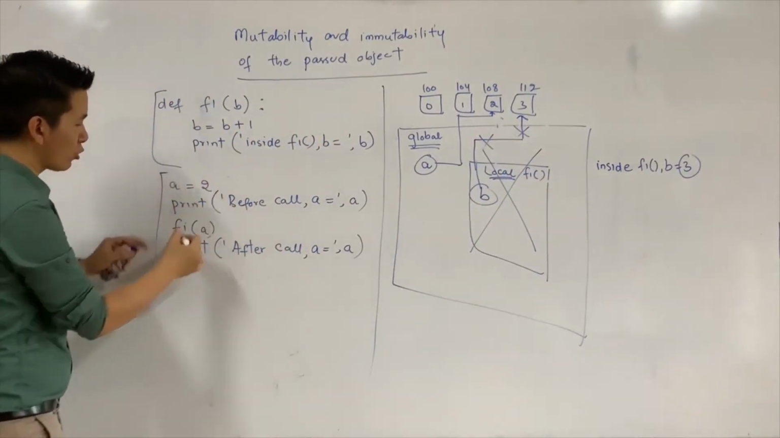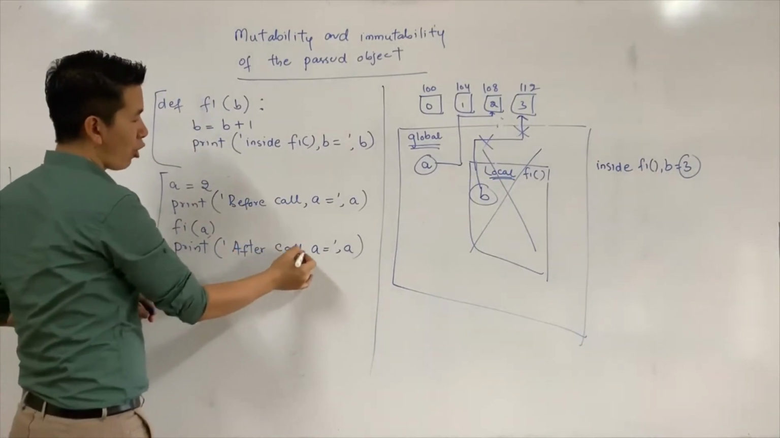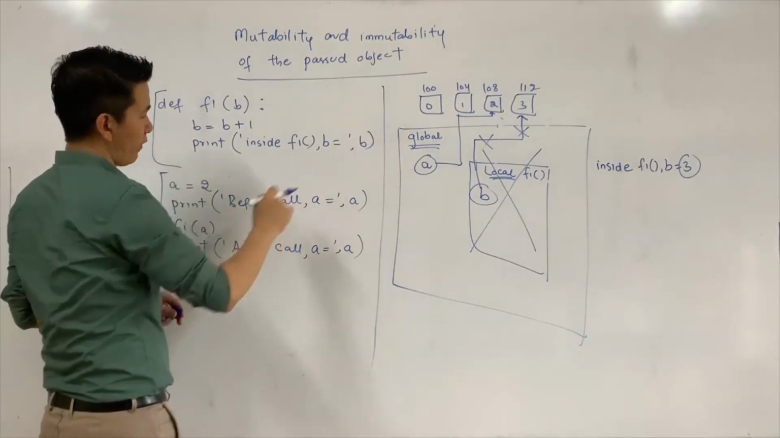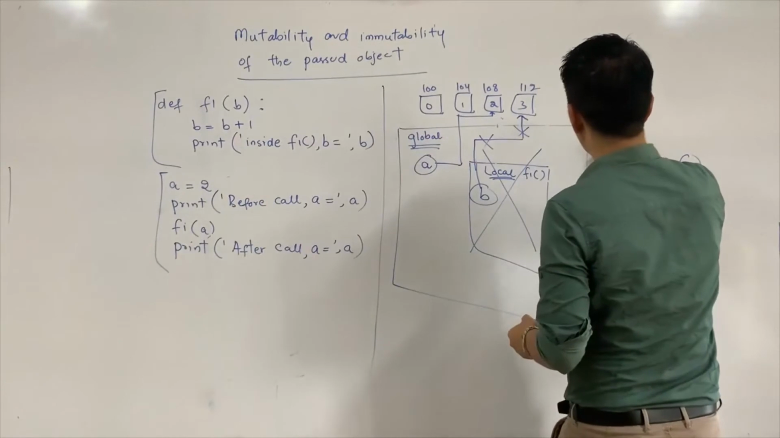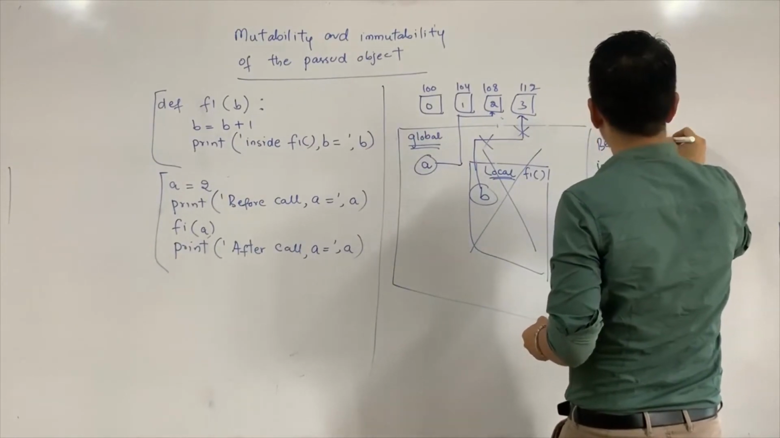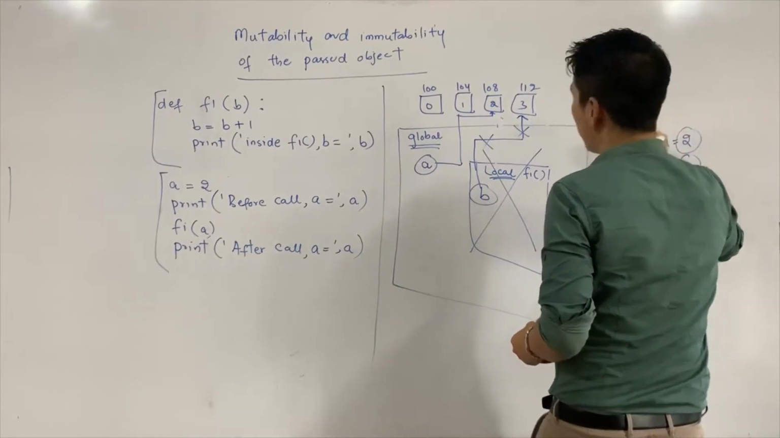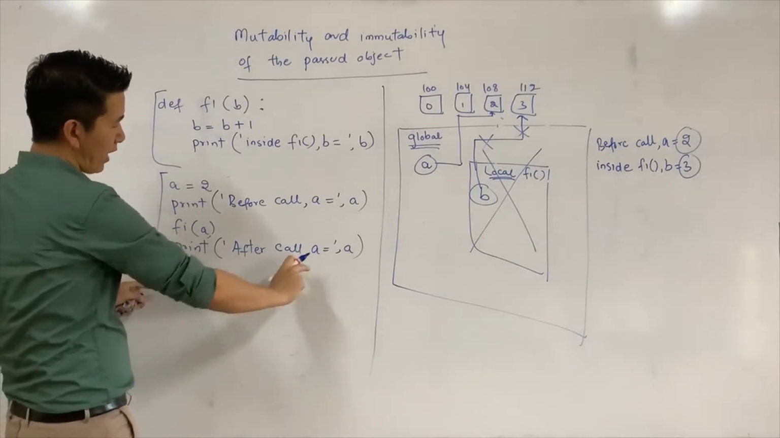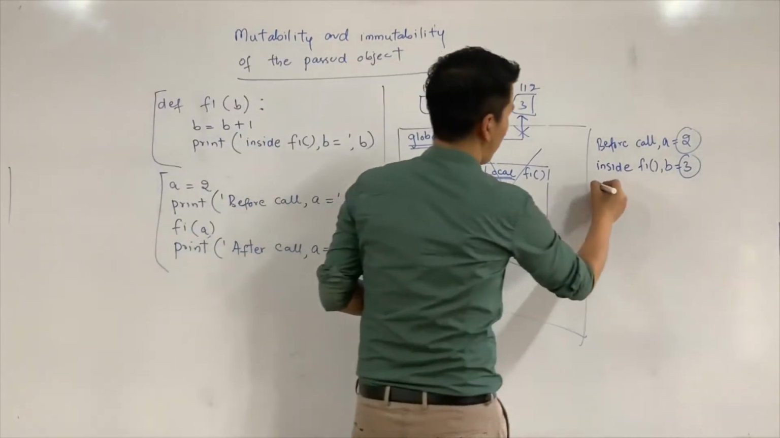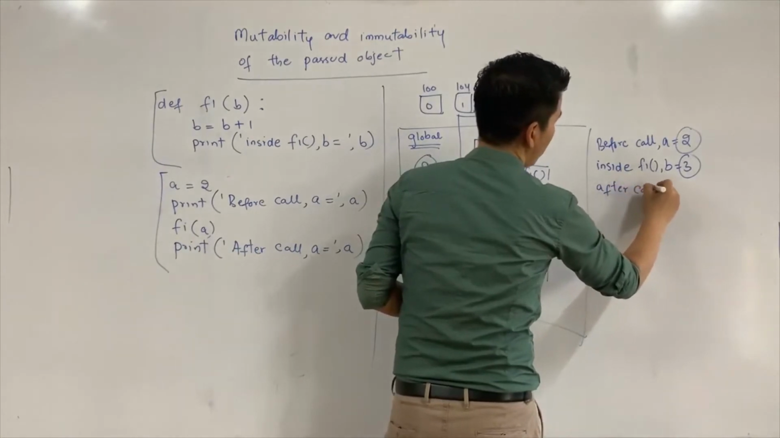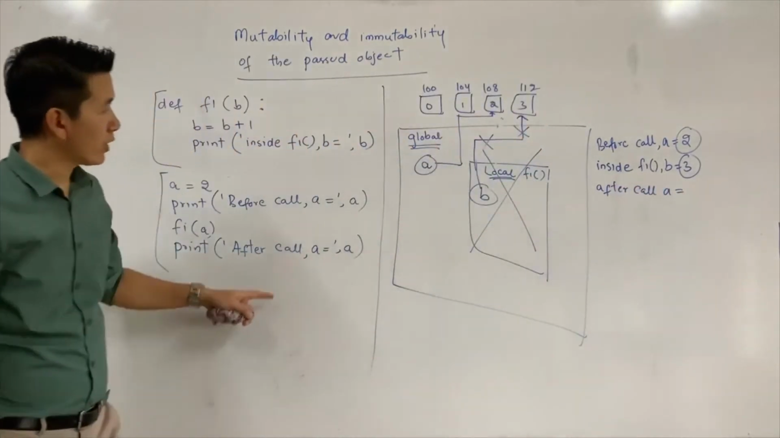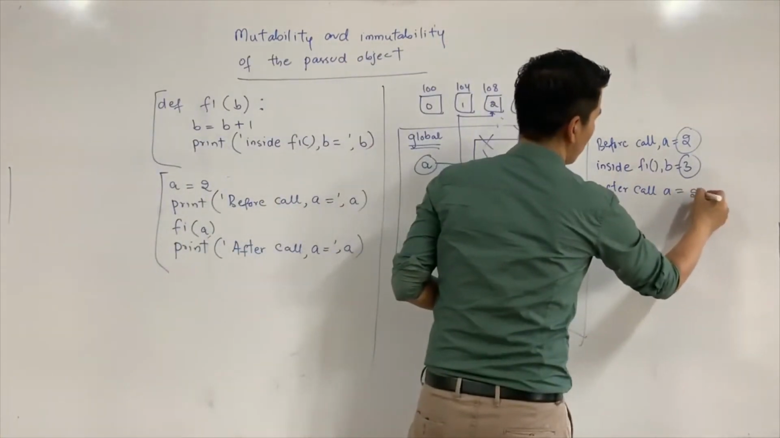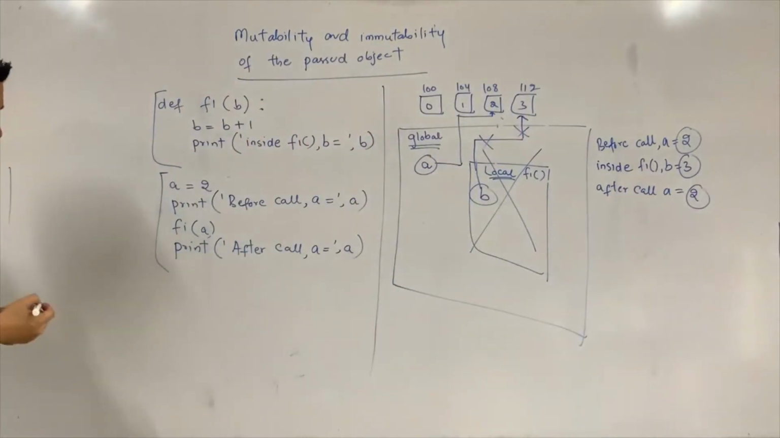And then come back. Once after the function call, you come back and then print. After call, this statement should be printed, right? Initially, you should have this first: before call, a is equal to 2, right? Once the function has been executed, I come back to the function call, and then you will have: after call, a is equal to, look at this, the value of a will still be 2.